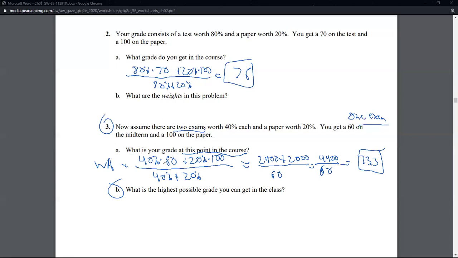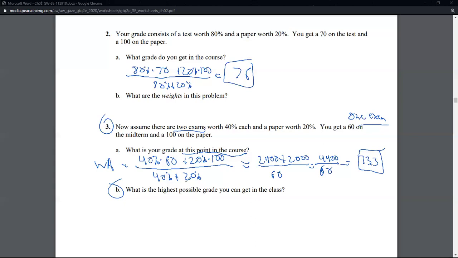Good luck to me. So A was like we're part of the way through the semester, kind of like we are right now with quantitative reasoning, kind of like we are with most courses. B, now we're going to think about, at the end of the semester, when we take our final, what is the highest grade we could get? So for part B, all this stuff in part A is still in effect. We still have the 60 on the midterm. We still have 100 on the paper.